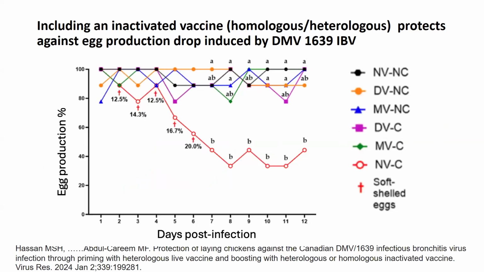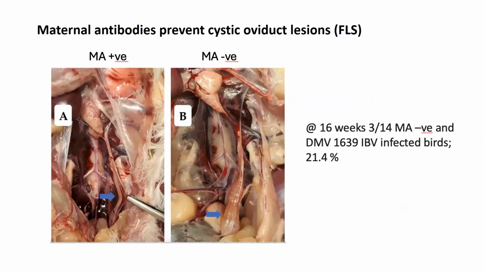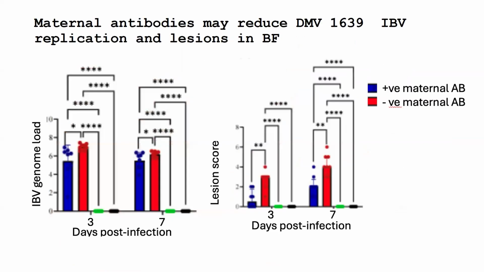So when we challenge the hens, which are vaccinated as well as unvaccinated, you can see that the unvaccinated birds reduce the egg production by about 40%. And all other vaccines are kind of inducing the protection. And also, the maternal antibodies are good enough to protect from the cystic oviduct lesions and also the immune suppression.